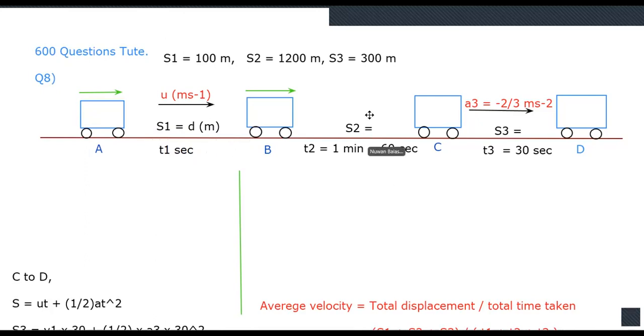That's the story. Similarly, B to C distance is d meter, and we don't know the time taken for the object to travel from B to C. So let me take the time taken for the object to travel from B to C as t2 seconds. t2 seconds. Got it, dear? Right. So similarly, the distance traveled by the object from C to D is d meter, and time taken for the object to travel from C to D, let me take it as t3 seconds.